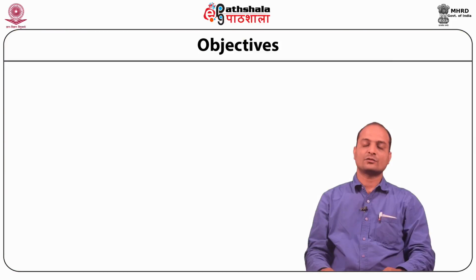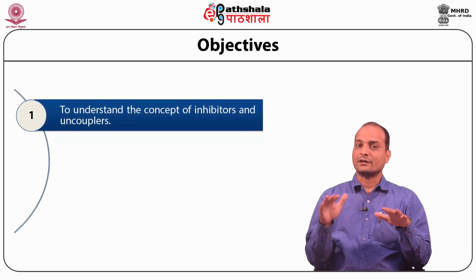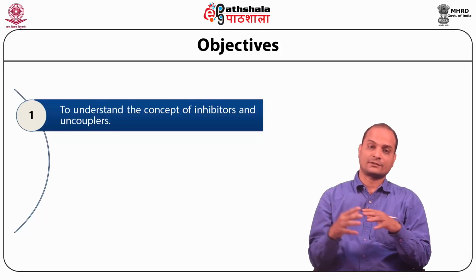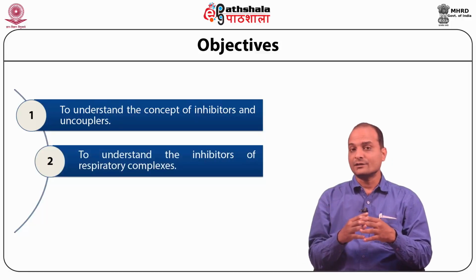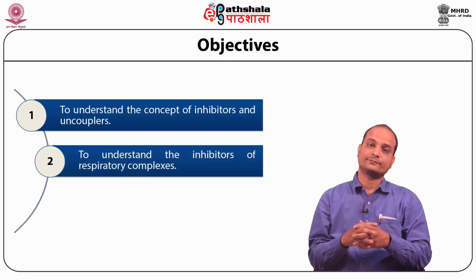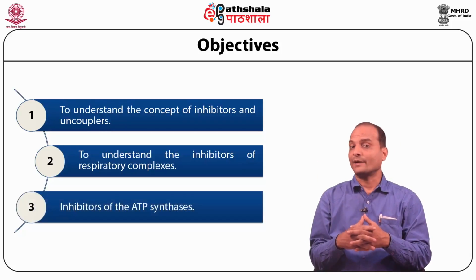Today we will discuss inhibitors of electron transport chain under the title Carbohydrate Metabolism. So students, what we are going to learn in this module? Our primary target is to understand the concept of inhibitors and uncouplers. Our target is to understand inhibitors of respiratory complexes. We will also explore the inhibitors of ATP synthase.